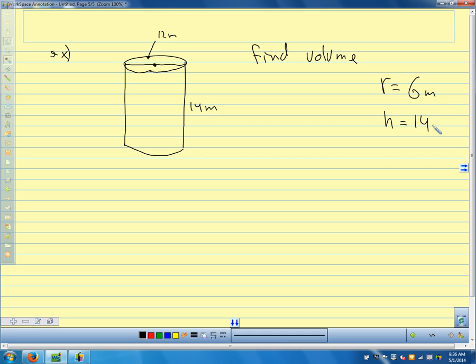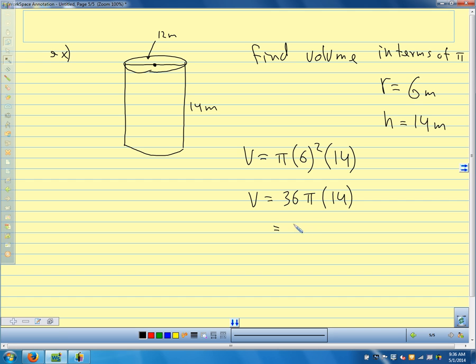The height is 14 meters. So plug those into our formula. Our volume equals pi times 6 squared times 14. And let's find our volume in terms of pi. So our volume is going to be 36 times pi times 14. 36 times 14 is 504 pi meters cubed. 504 pi meters cubed.